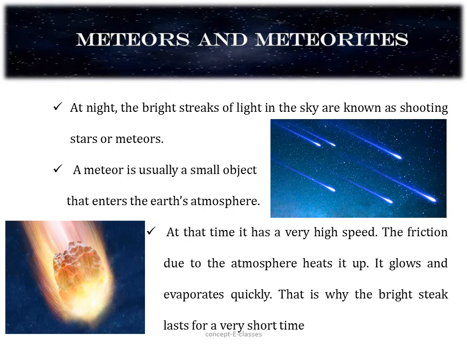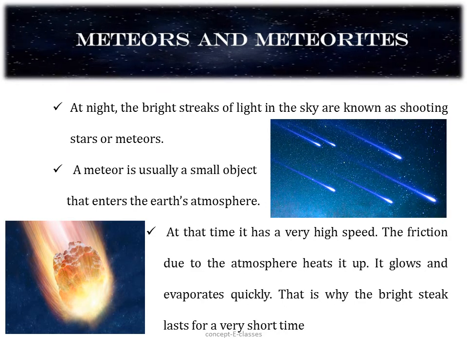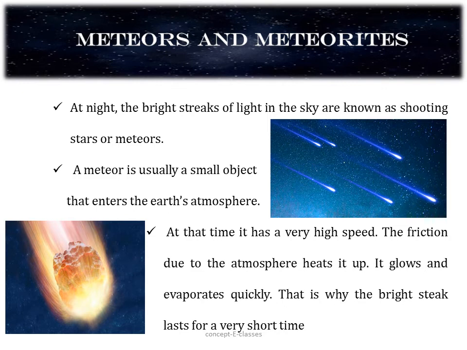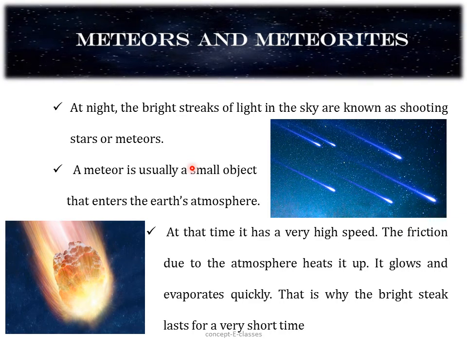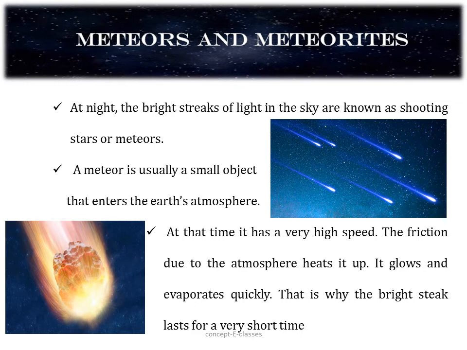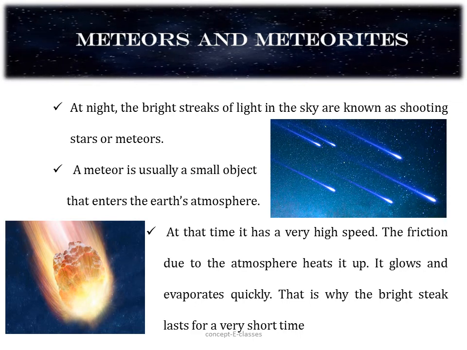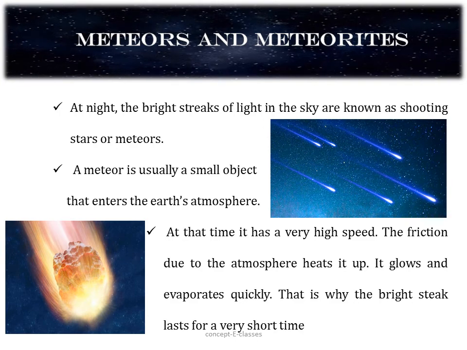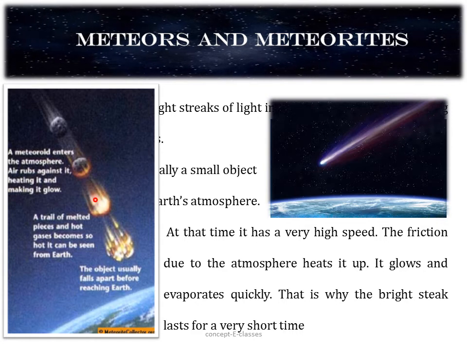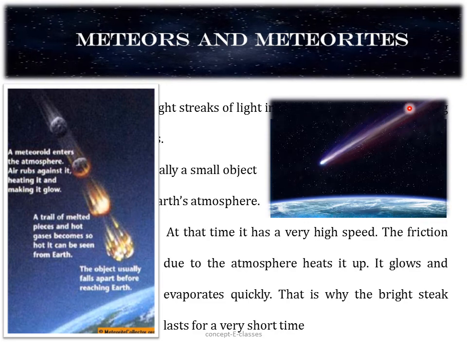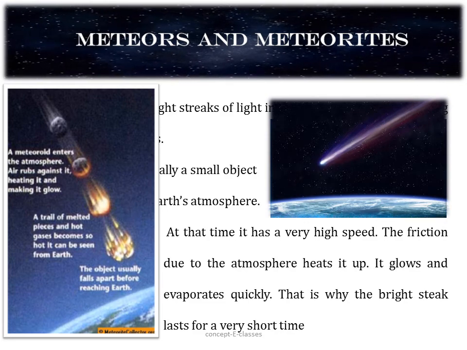Now at night when the sky is clear and the moon is not there, you might have observed a bright streak of light in the sky. They are commonly known as shooting stars, but they are actually meteors. So a meteor is usually a small object or a piece of dust or debris from space that occasionally enters the Earth's atmosphere, and at that time it has a very high speed, and the friction due to the Earth's atmosphere heats it up and it glows and it evaporates quickly. That is why this bright streak of light lasts only for a very short time.